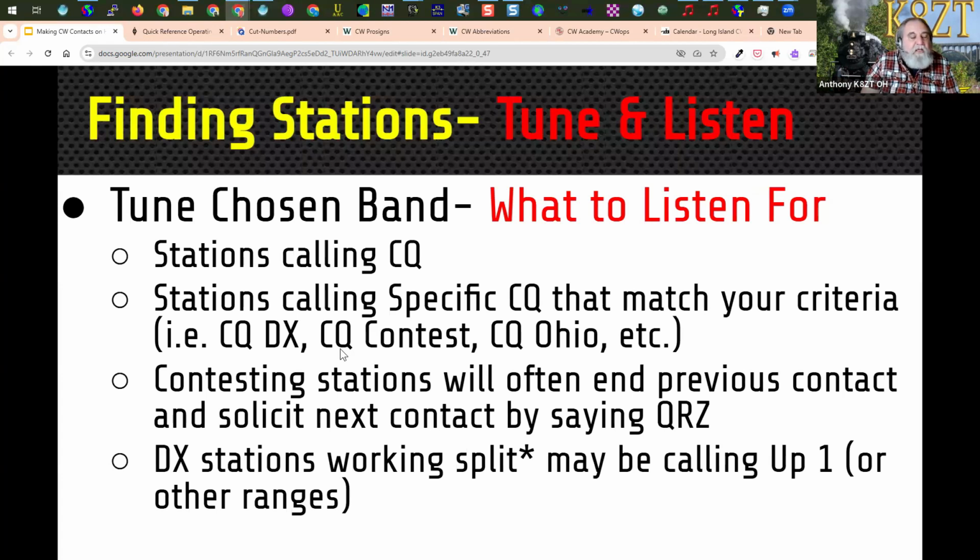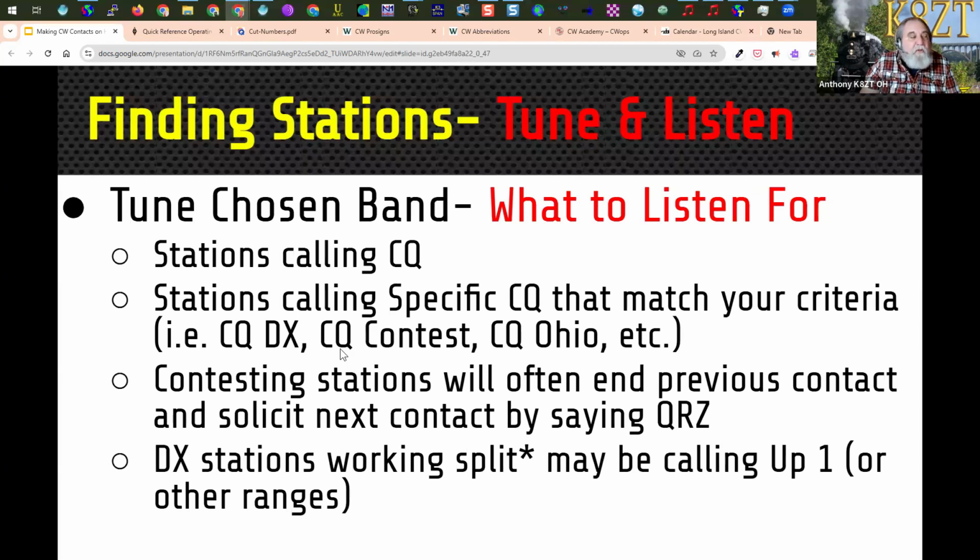If they call for a specific state, a specific call area, etc., only answer if you match the criteria. Contesting stations will often end the previous contact and solicit a next contact simply by sending QRZ, not saying, but sending QRZ. So they might go TU QRZ. So they're not even calling CQ, but they're ready to work that next station immediately, so be ready for that.